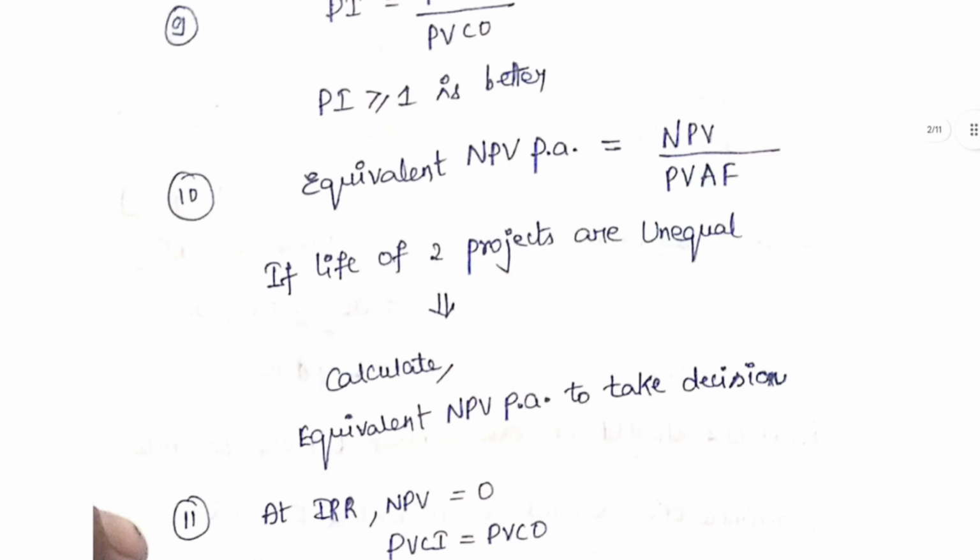Equivalent NPV per annum equals NPV divided by present value annuity factor. If the lives of two projects are unequal, calculate equivalent NPV per annum to take the decision.